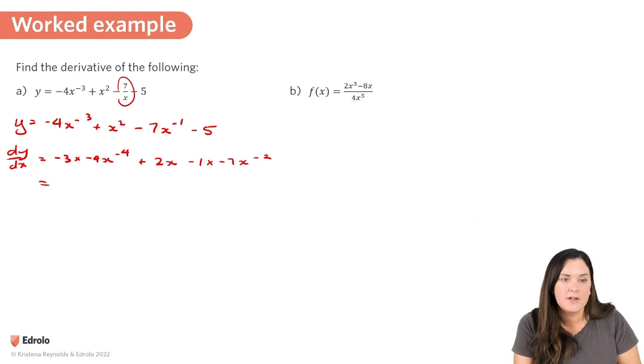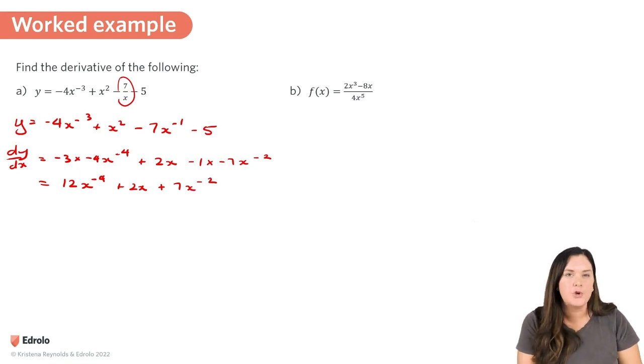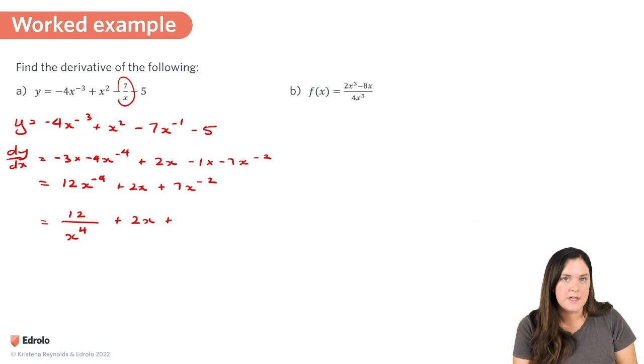Simplifying, we get negative 3 times negative 4 becomes positive 12, x to the power of negative 4 plus 2x is just the same. And then we have negative 1 times negative 7, so plus 7x to the negative 2. You could leave your answer like that, or you could change it so that they have positive indices. Doing that, we're going to firstly look at this term, the 12x to the power of negative 4. The 12 stays at the top of the fraction, so the numerator. And then we're going to divide by x to the power of positive 4 now. Again, the 2x stays the same. And for this last term here, the 7 goes on the top there. And we divide by x to the power of 2.